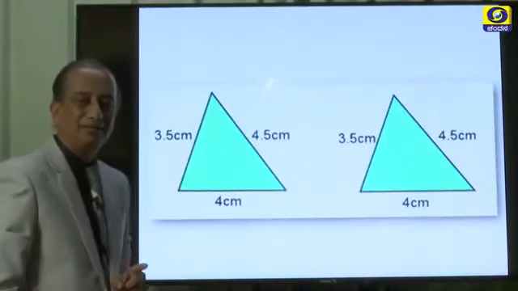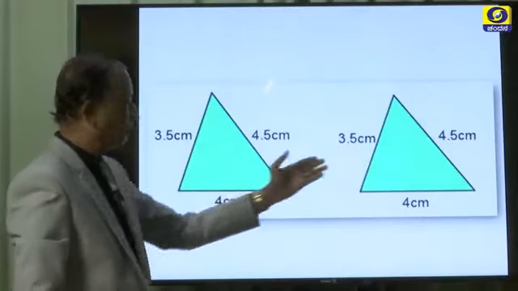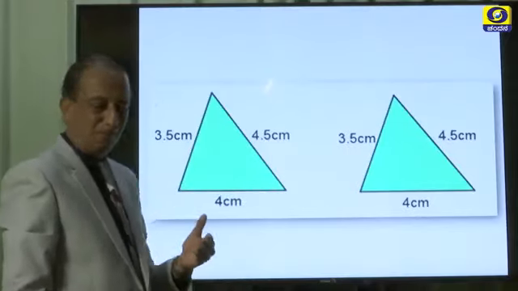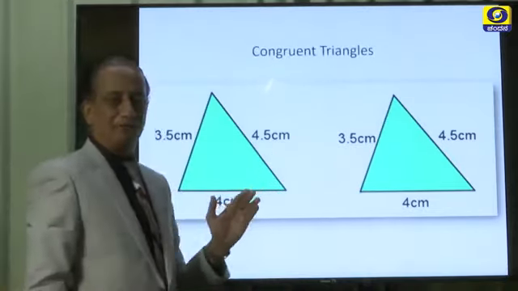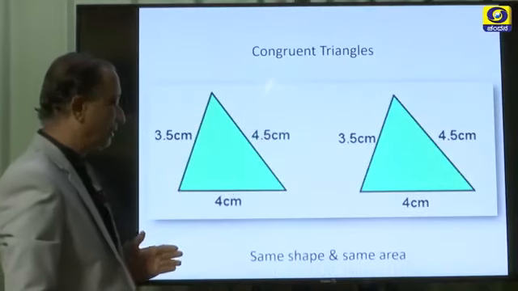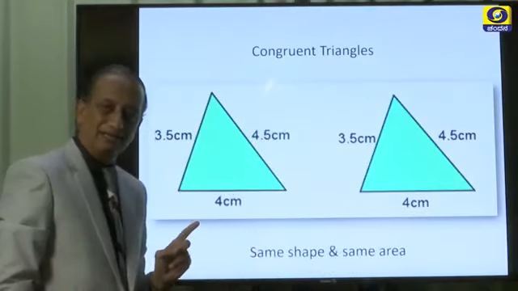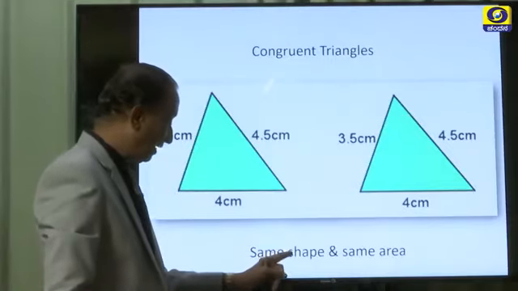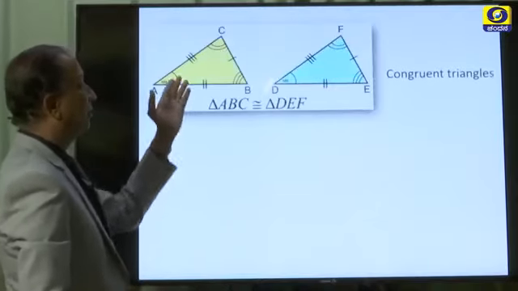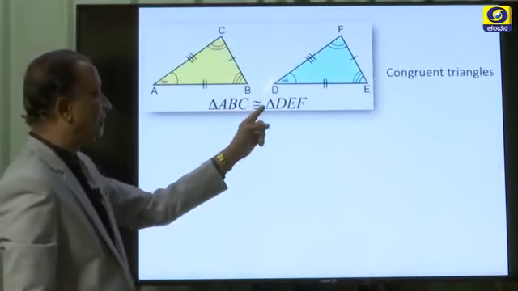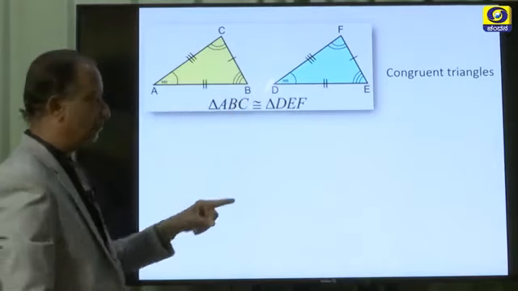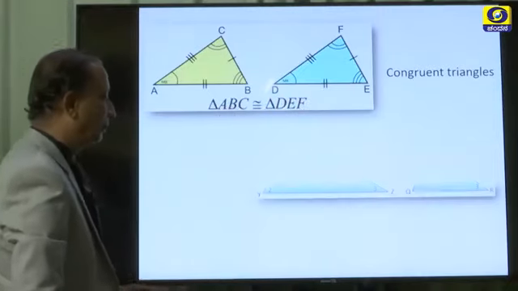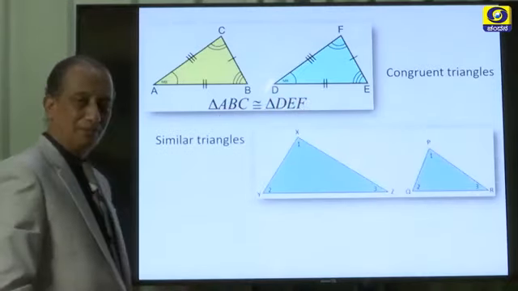Okay, now compare these two triangles. These two triangles have the same shape and also the same area. So, this pair of triangles are called congruent triangles. Congruent triangles are triangles having the same shape as well as the same area. In this image, this is the symbol for congruency, children. Three lines should be drawn at the top, and an S has to be written here. These are called congruent triangles and these are called similar triangles.